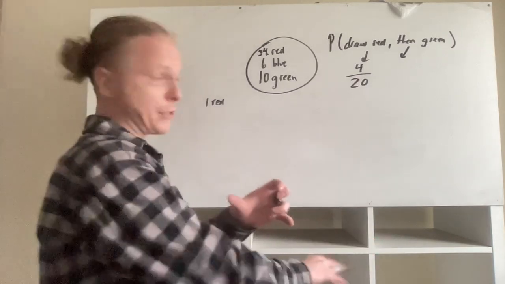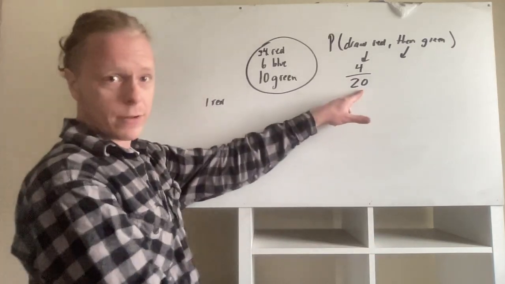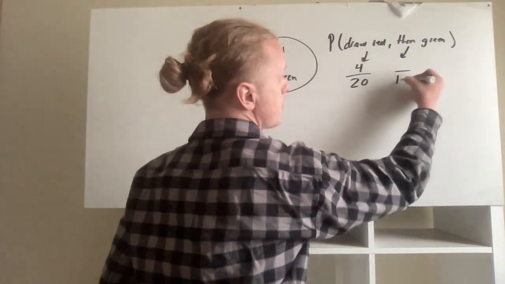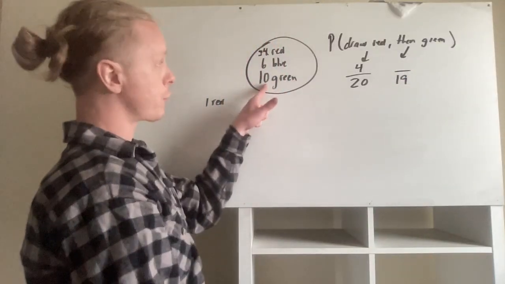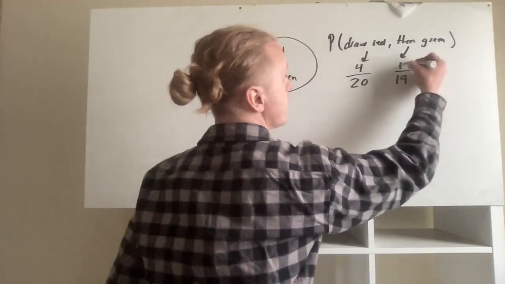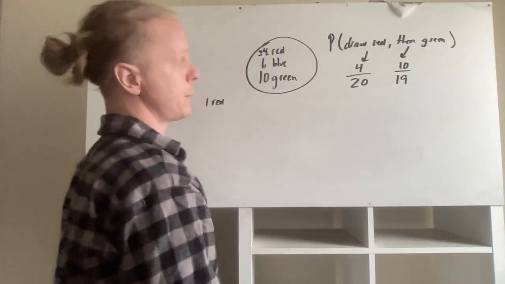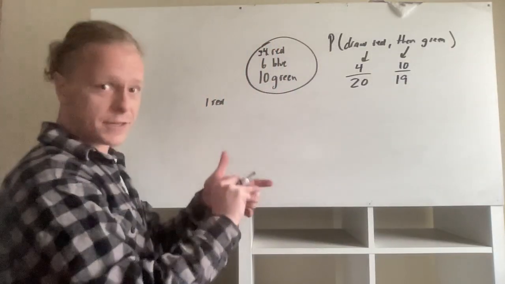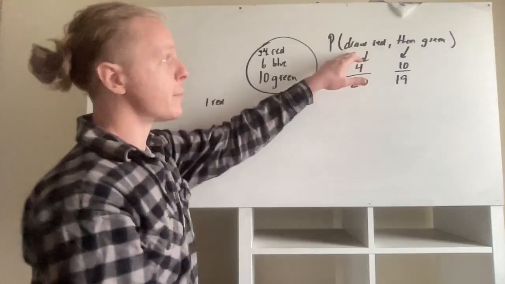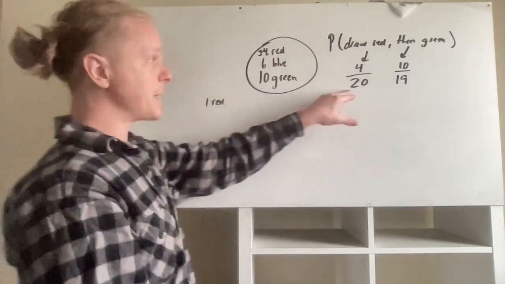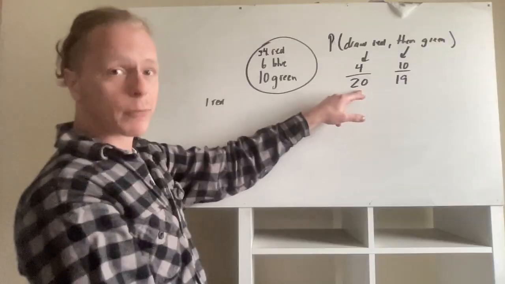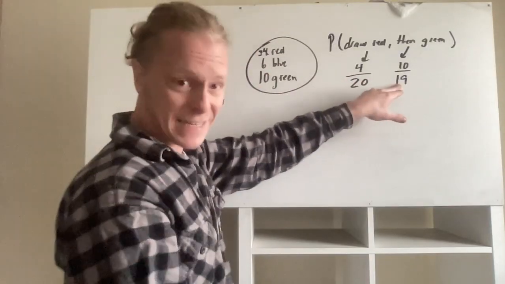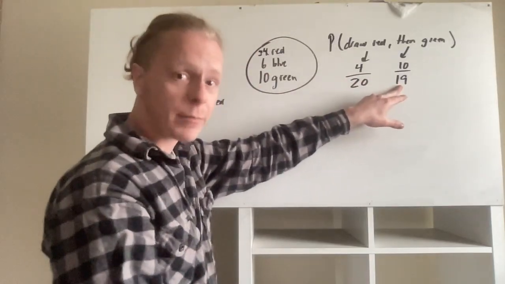How many possibilities are there? There's not 20 marbles anymore. There's 19 marbles. Okay, and of those 19, how many of them are green? 10. So again, notice in this situation, because I'm taking a marble out of the bag, my denominator changes. The first time I drew, there was 20 marbles, but because I took one out, now there's only 19 left. Okay, that'll trip a lot of people up.